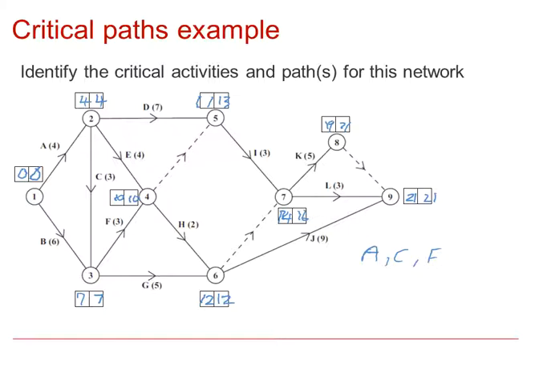G, 12 minus 5 minus 7 is 0, and H, 12 minus 2 minus 10 is 0, so both G and H are critical. I, 16 minus 3 minus 11 is 2, so not critical. J, 21 minus 9 minus 12 is 0, so J is critical. K, 21 minus 5 minus 14 is 2, and L, 21 minus 3 minus 14 is 4, neither of which are therefore critical.